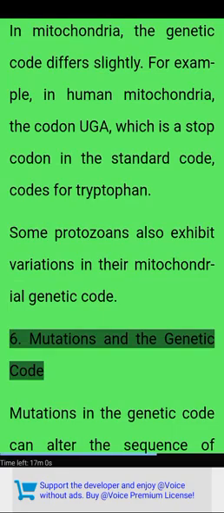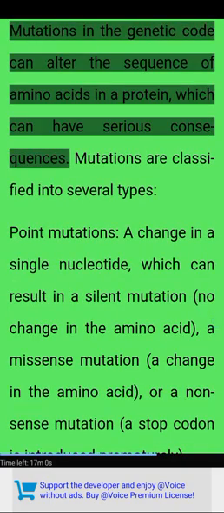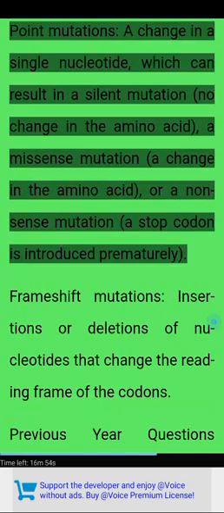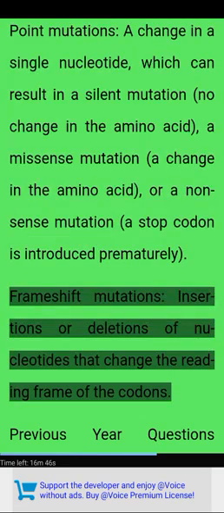6. Mutations in the genetic code. Mutations in the genetic code can alter the sequence of amino acids in a protein, which can have serious consequences. Mutations are classified into several types. Point mutations: a change in a single nucleotide, which can result in a silent mutation, no change in the amino acid; a missense mutation, a change in the amino acid; or a nonsense mutation, a stop codon is introduced prematurely. Frameshift mutations: insertions or deletions of nucleotides that change the reading frame of the codons.